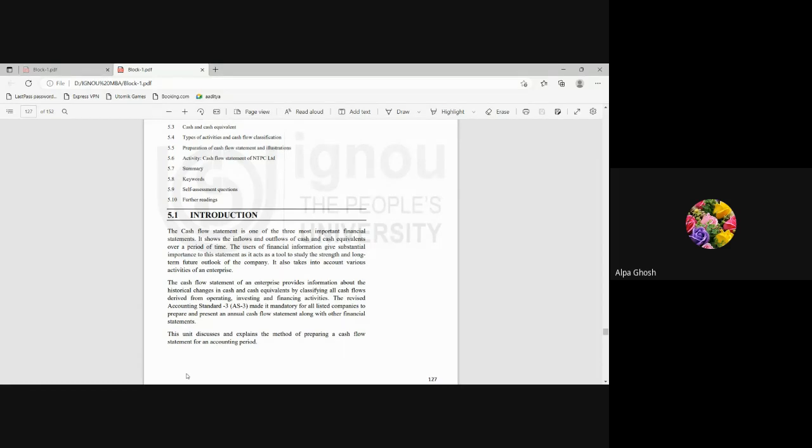The cash flow statement is prepared not with the use of 1 year's financial data, but for preparing the cash flow statement, we require 2 years data because it is a comparative study. If you need to find out the movement of cash, you need to find the opening balance and closing balance. So, opening balance is the gist of the previous year's transaction, and closing balance is the summary of this year's transaction.